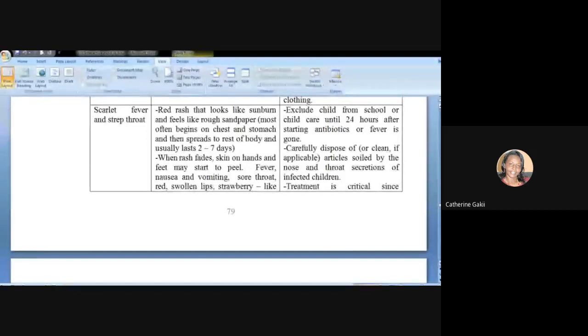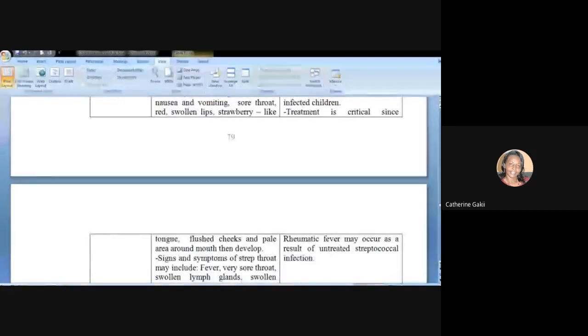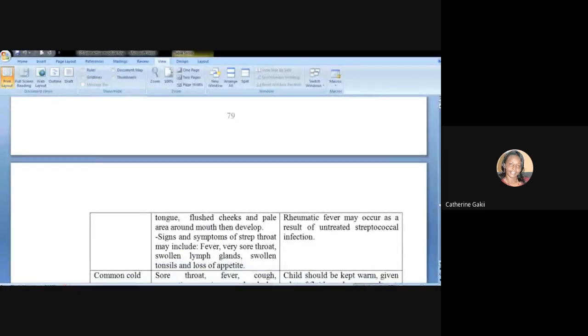The sore throat: your throat becomes sore, it becomes red, your lips become swollen, and your tongue also becomes red, your cheeks become flushed, your mouth becomes pale. It looks white.